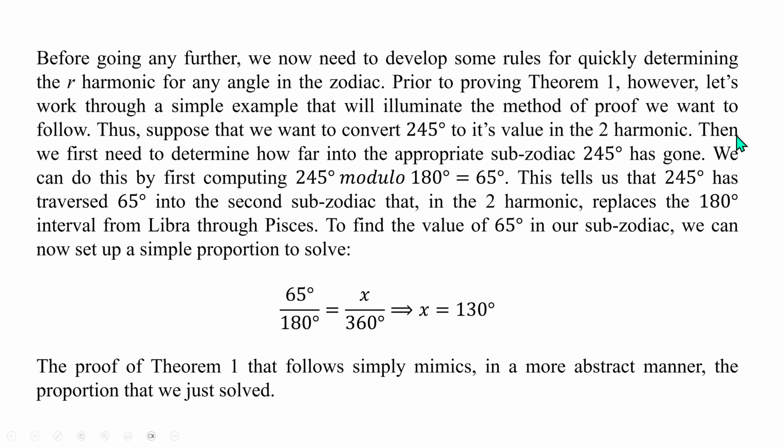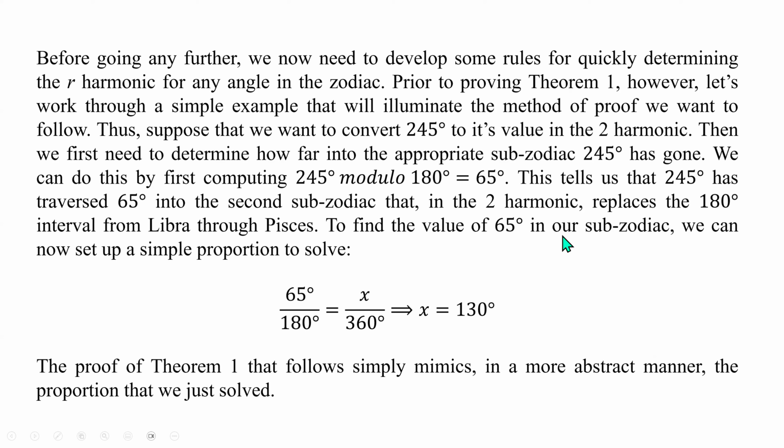Okay, well, we first need to determine how far into the appropriate sub-zodiac 245 degrees has gone. We can do this by first computing 245 degrees modulo 180, and that is going to give us 65 degrees. This tells us that 245 degrees has traversed 65 degrees into the second sub-zodiac that in the second harmonic replaces the 180-degree interval from Libra through Pisces.